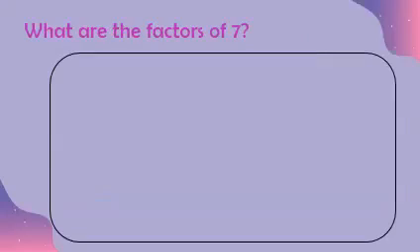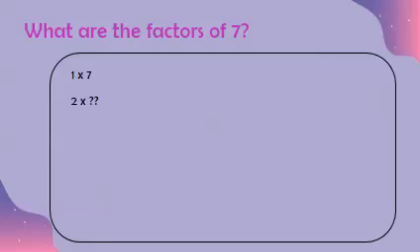Let us make another example. So what are the factors of 7? You start by 1 because 1 is the common divisor of all numbers. So what's the number you multiplied by 1 to get 7? It's 1 times 7. Then you continue.